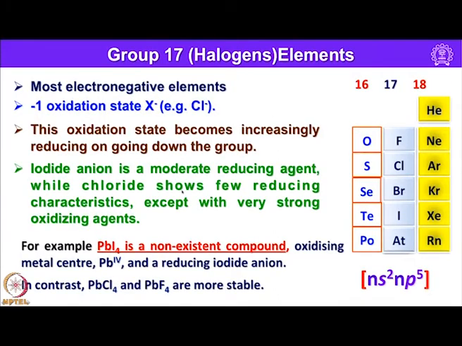Of course, when you go to group 17, the group oxidation state is -1. They are the most electronegative elements in the periodic table. Polonium is a metal, it has metallic properties, and it is the last one in the group to show metallic properties. And PbI4 is a non-existent compound because it is a combination of highly reducing iodide and highly oxidizing lead in its +4 state.